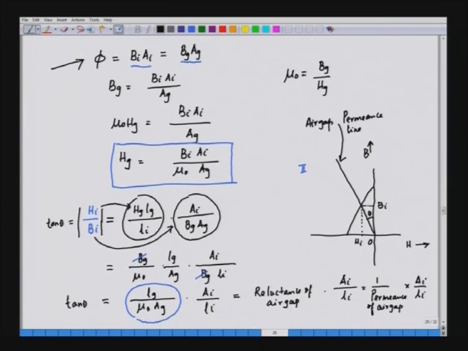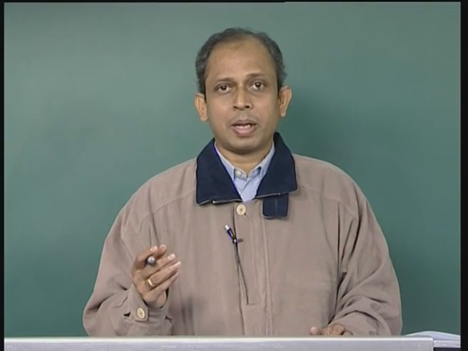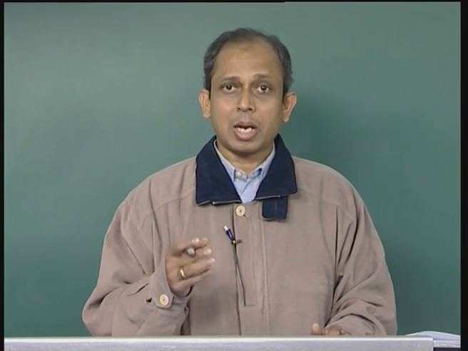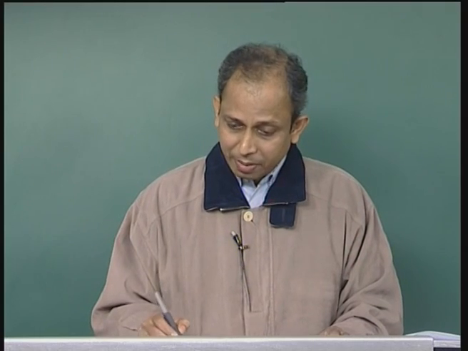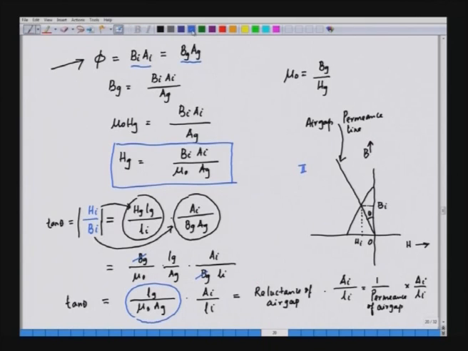Suppose the reluctance is more. If the reluctance is more, the air gap is more. If the air gap is more, theta will be a larger value. So, if you want a larger air gap, that means larger reluctance, and tan theta is proportional to reluctance. So, I can draw another line for a larger air gap. This line will be for a larger air gap.